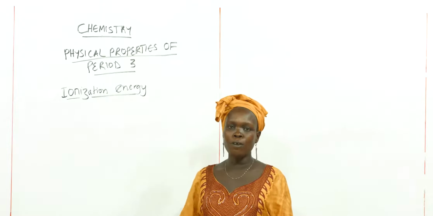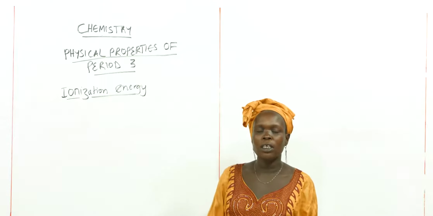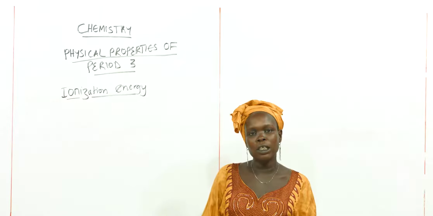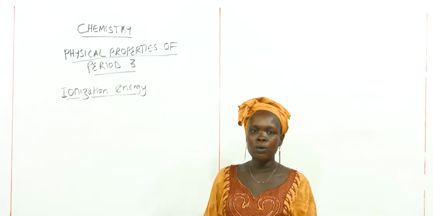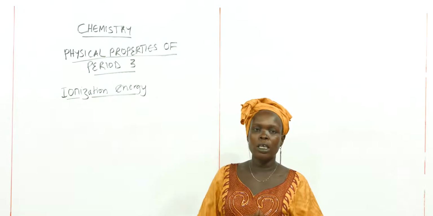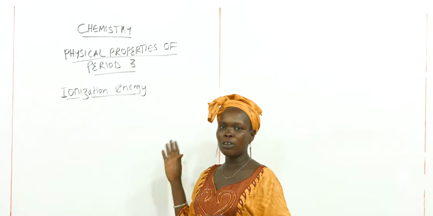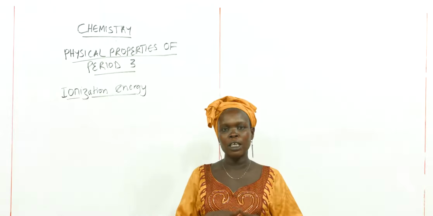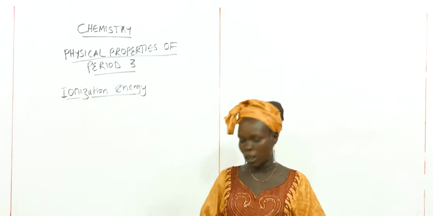As we move from left to right of the periodic table, we call this a period. It is a row in the periodic table, and a group is a column in the periodic table. So we want to know the ionization energy across the period from left to right, that is from sodium to argon in period 3.